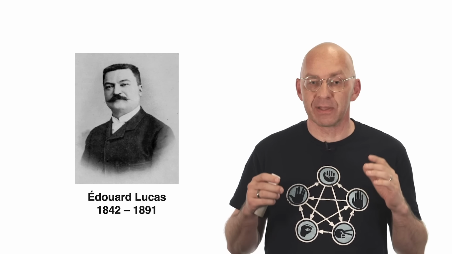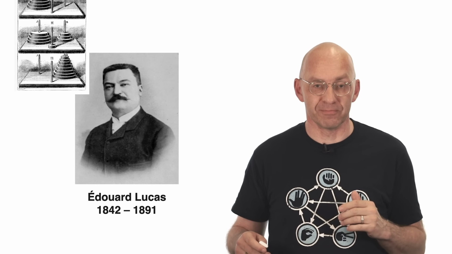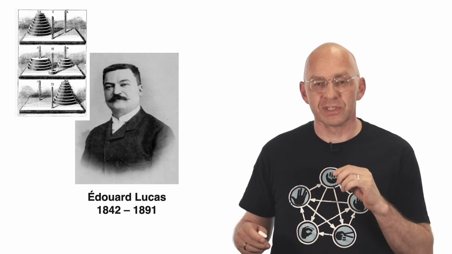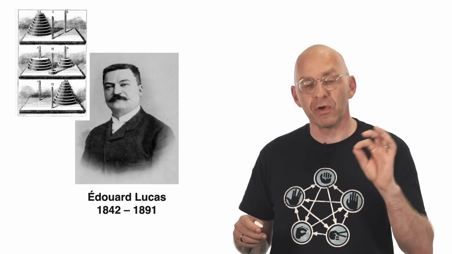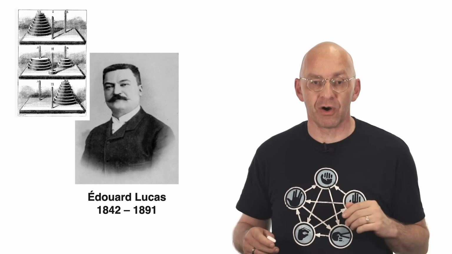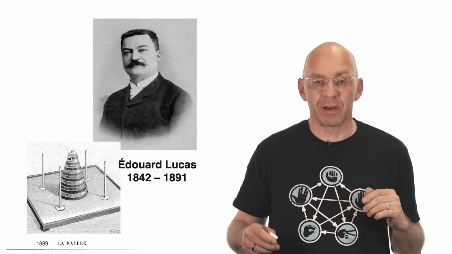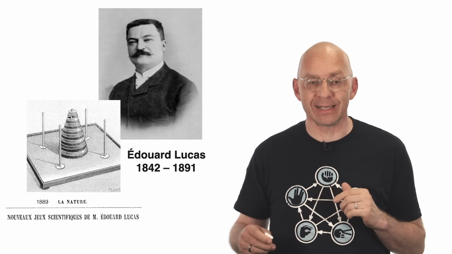So the original 3-peg Tower of Hanoi puzzle was published by the French mathematician Edouard Lucas in 1883. It's interesting to note that Lucas' version of the puzzle actually features the pegs arranged in an equilateral triangle, just like in Doctor Who. Lucas also considered variants of the puzzle featuring more than 3 pegs. Here's a picture of what he had in mind, which he published in 1889.